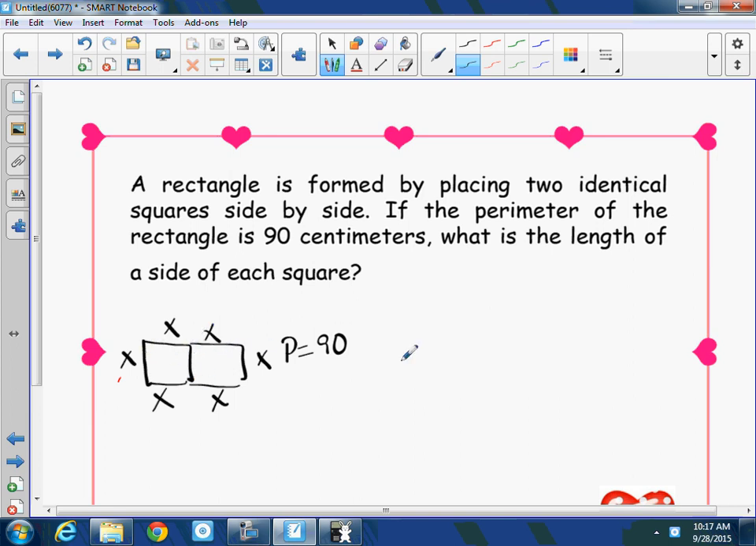lose that side. So the equation would be 1, 2, 3, 4, 5, 6x equals 90. This is one of those that without a picture is really hard to see. So now we divide by 6 and x equals 15.